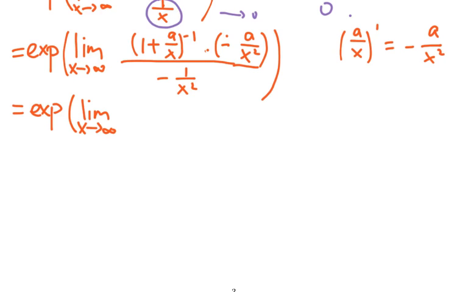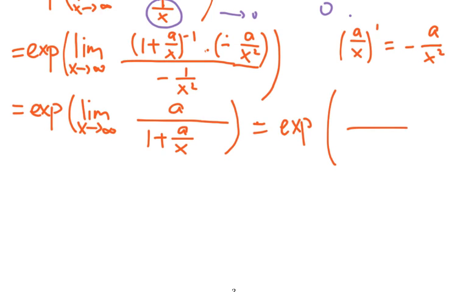If we simplify this expression, we will have the exponential of the limit as x goes to infinity of a over 1 + a/x. And then at this time we can just bring the limit into the denominator, and we will have the exponential of a over the limit as x goes to infinity of 1 + a/x.